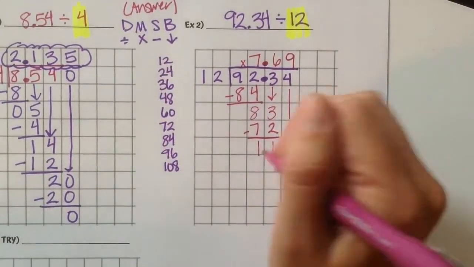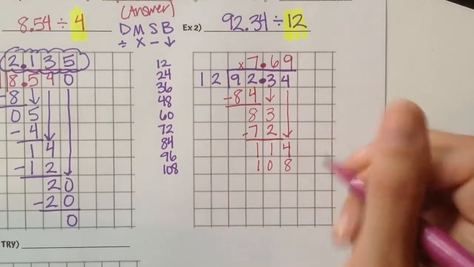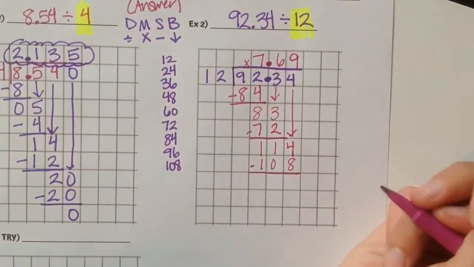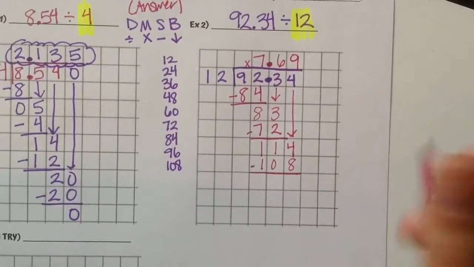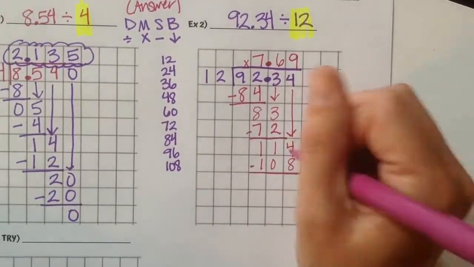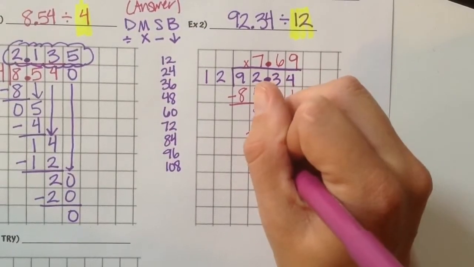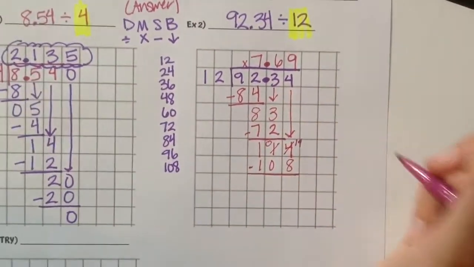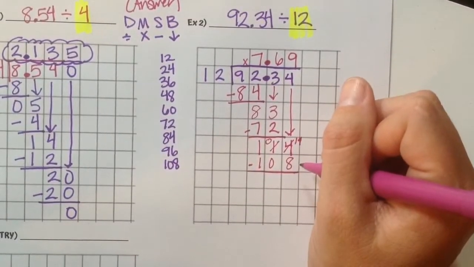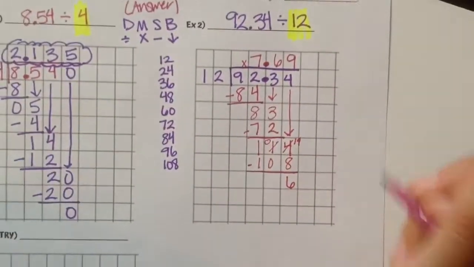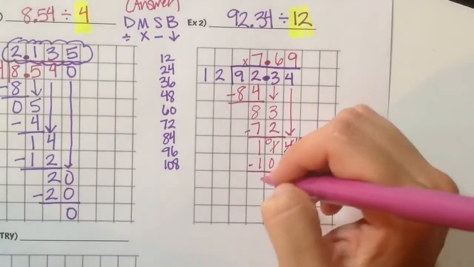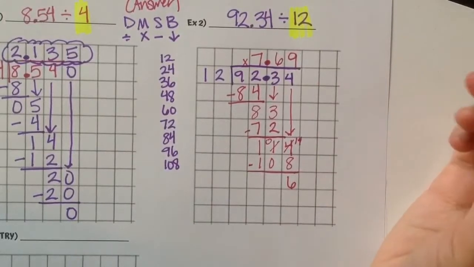Multiply. 12 times 9 is 108. Next step is to subtract. 114 minus 108. If you need to borrow, this becomes 0. This becomes 14. 14 minus 8 is 6. We have nothing to bring down.